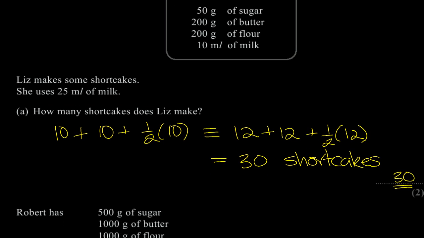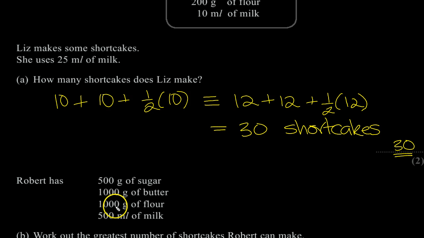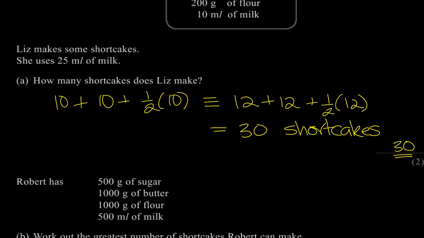So 50, 200. So if it were sugar, he could make 10 of these, couldn't he? Because 50 goes into 500 10 times. But if it were butter, 200 goes into that 5 times, doesn't it? So it'd only be 5. If we look at the other one, 200 here, that's also 5. And then 10 of 500 is 50. So these are the ones that restrict it the most, because there's only 5 200s of both in 1000.